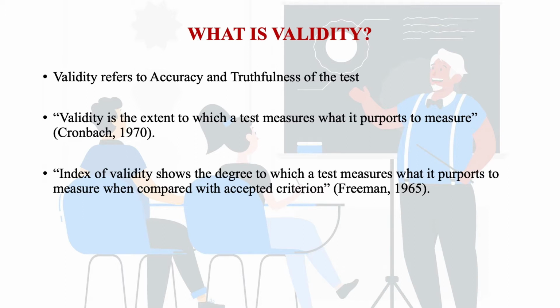And further, the definition given by Freeman 1965. Freeman says that the index of validity shows the degree to which a test measures what it purports to measure when compared with an accepted criterion. So here one question is, what is a criterion? When I discuss the different methods of reliability, this definition will be very clear.